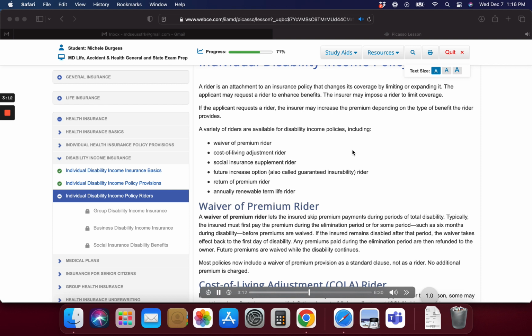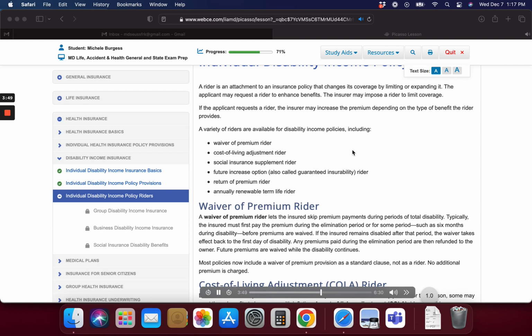Future Increase Option Rider. A future increase option rider lets the insured periodically buy more coverage under the policy without providing evidence of insurability. Also called a guaranteed insurability rider, it appeals to those who expect their earnings will increase. Usually an insured must exercise this option to buy more insurance before reaching a specified age, such as 45 or 55. The insured has a narrow period, typically 30 days or less, within which to exercise the option to increase coverage. When this period ends, the option is suspended until the next period.